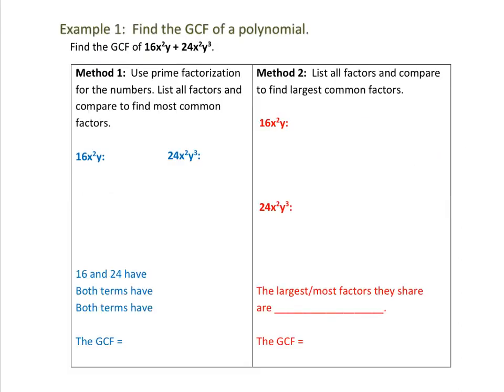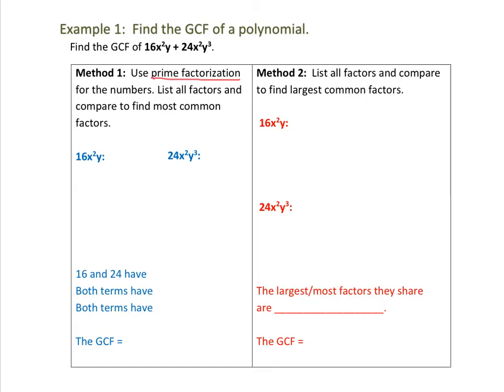Okay, so let's look at an example of finding the greatest common factor of a polynomial when the polynomial has coefficients. Finding the greatest common factor of 16x squared y plus 24x squared y cubed, we can use one of two methods. Method 1 is to use prime factorization for the numbers. In topic 4, we looked at how to find the prime factors of a number, so we'll review that here in a second. Method 2 is to list all the factors and compare to find the largest common factors. And this is what we've kind of done in the previous examples.